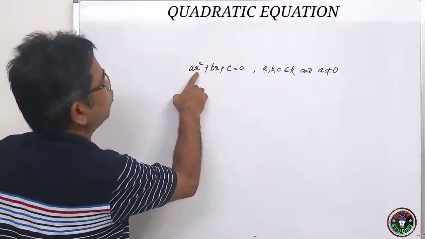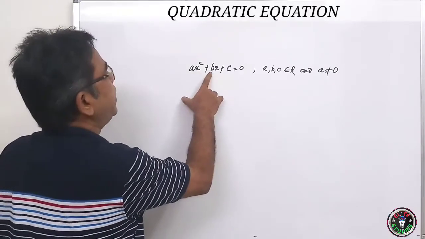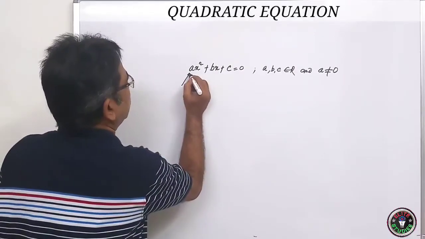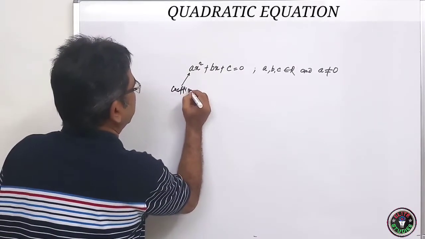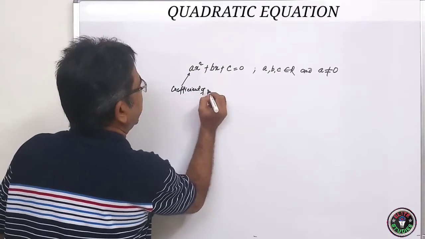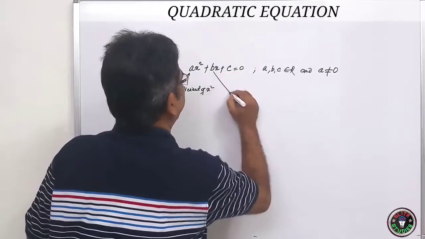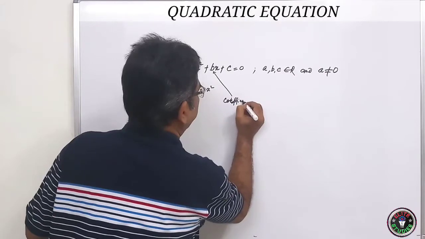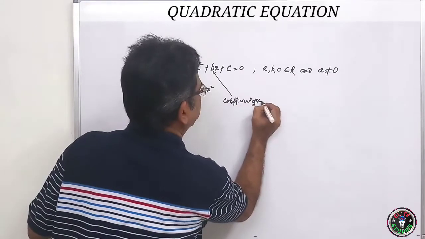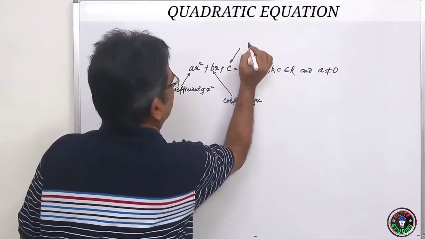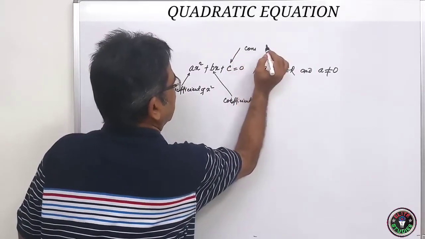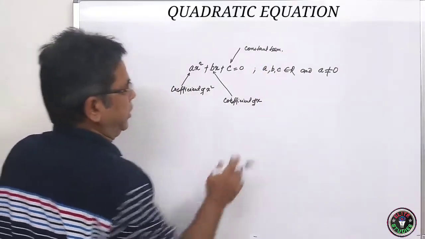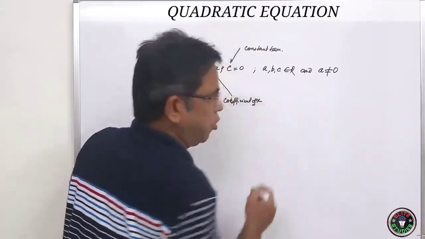What is A? A is the coefficient of x square. What is B? Coefficient of x. And C is the constant term. A is the coefficient of x square. B is the coefficient of x. And C is the constant term. Here A, B, C belongs to a real number.